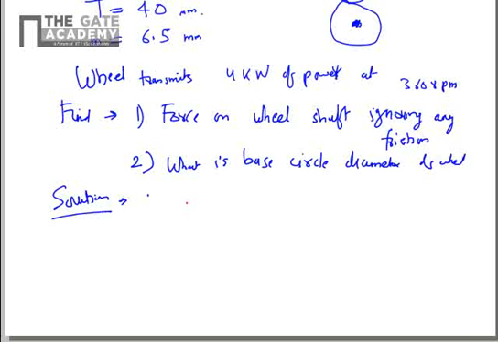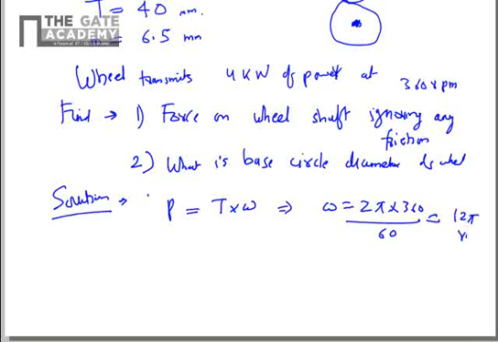For the first part, we have to find the force. We know that power is equal to torque into omega, so we need to know omega. Omega is equal to 2 pi into number of revolutions, that is 360 rpm, so this is equal to 12 pi radian per second. Power is given as 4 kilowatts, so 4000 is equal to torque into 12 pi. So torque, if you simplify, you get around 106.2 Newton meter.